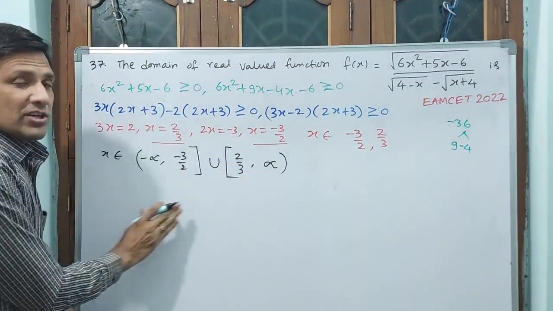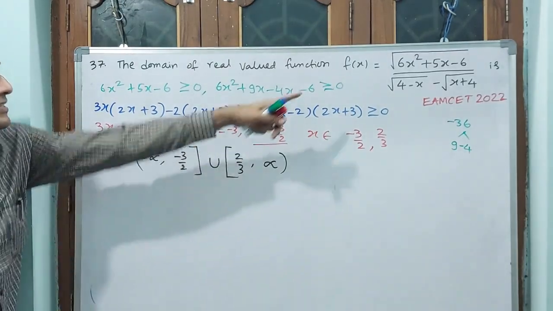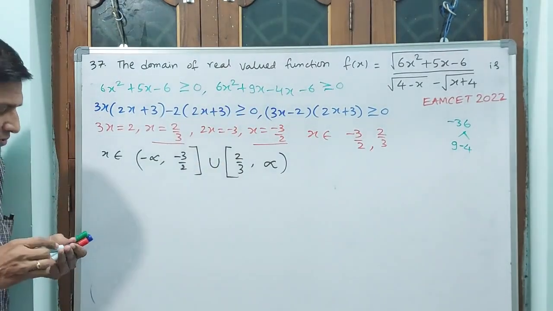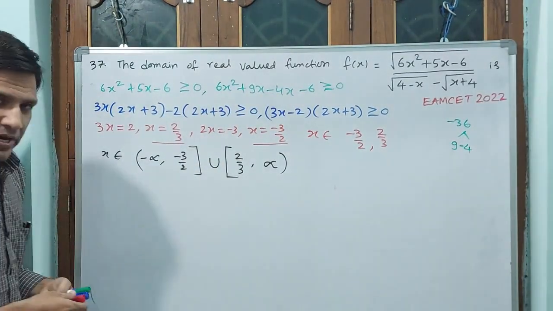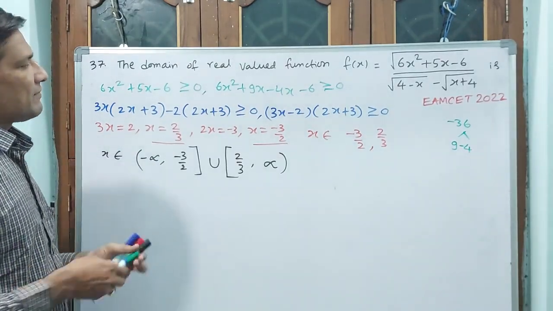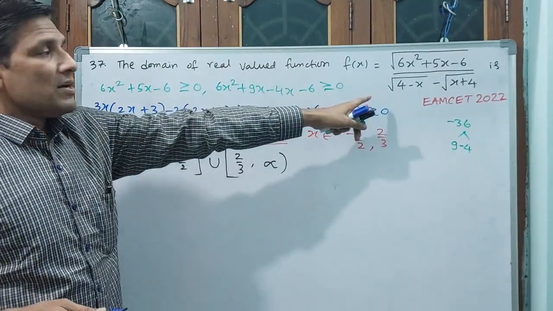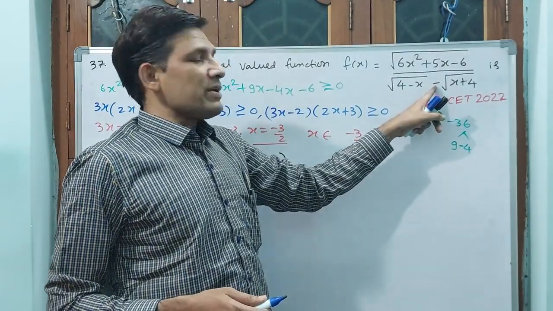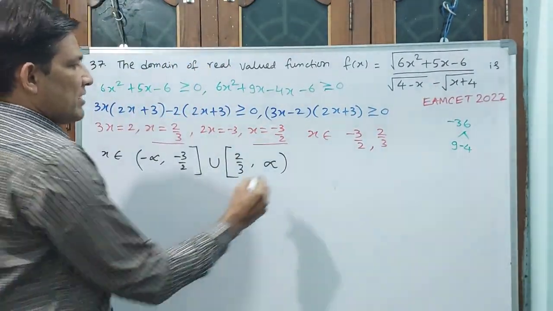Okay? See, this is the interval for the numerator only. We have not yet seen the denominator. The denominator also we have to see. Let us proceed for the denominator. I am changing the color of this pen. You see, the denominator you have to take separately. Why? Because in between there is a minus symbol, subtraction. Okay? Comma I am putting.